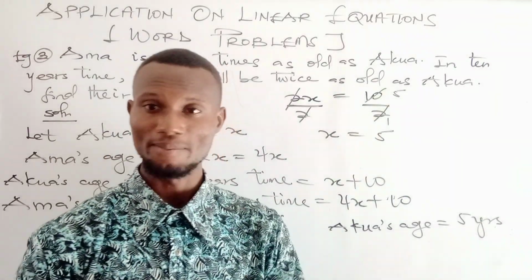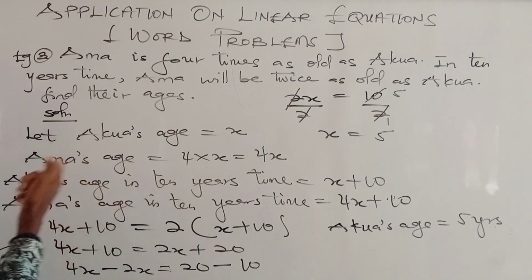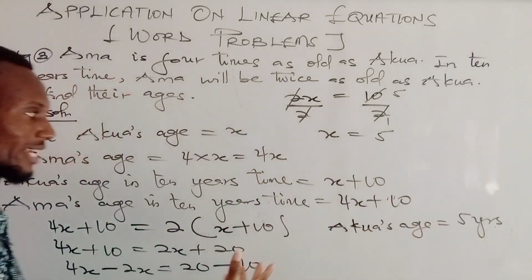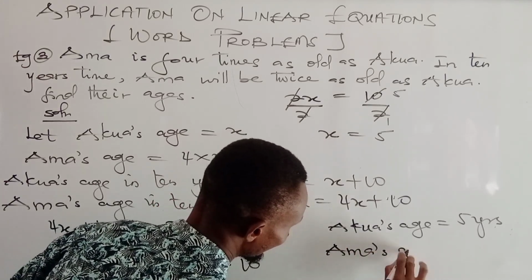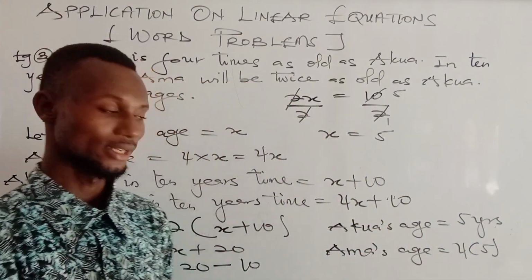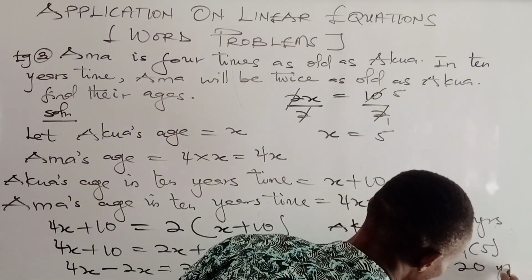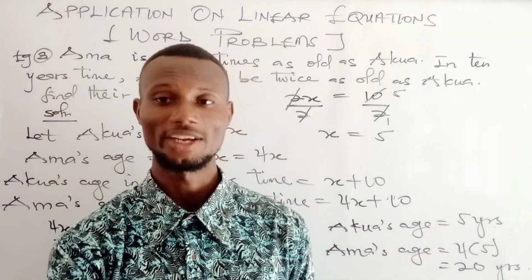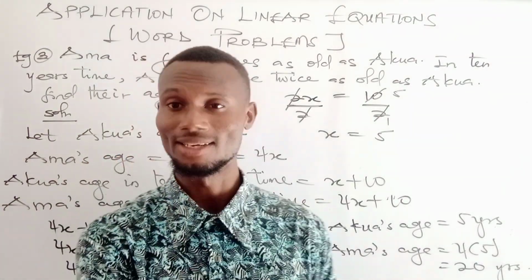Then now we need to find Ama's age. What's Ama's age? Ama's present age is 4s. So we are going to multiply the 4 by the 5 to get Ama's age. So Ama's age is equal to 4 times 5, which will give you 20 years. Then you bring your years, don't forget. So this is the answer to the question. Ikue's age is 5 years and Ama's age is 20 years.